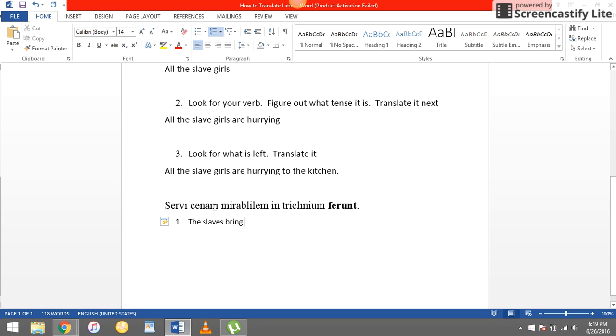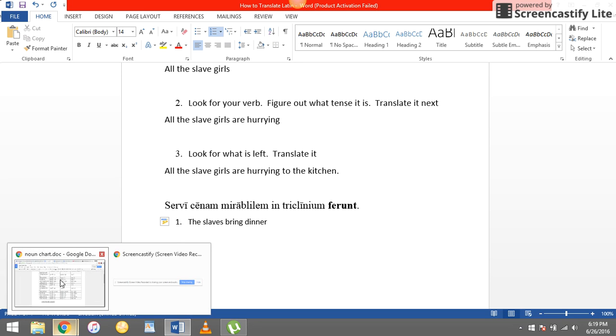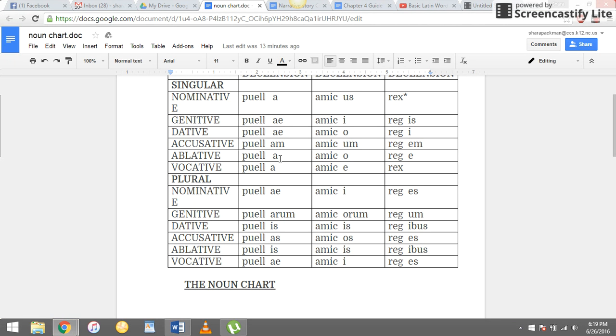So what is it they bring? They bring cenam. What is cena? It's dinner. So they bring dinner. Okay. Everybody good? We continue on what's left. Mirabilem. I don't know what that is either. Let's try to find that out. It's got an em ending. Em. Oh, here it is. It's also accusative. It's also singular, just like cenam was. So maybe it goes with cenam.